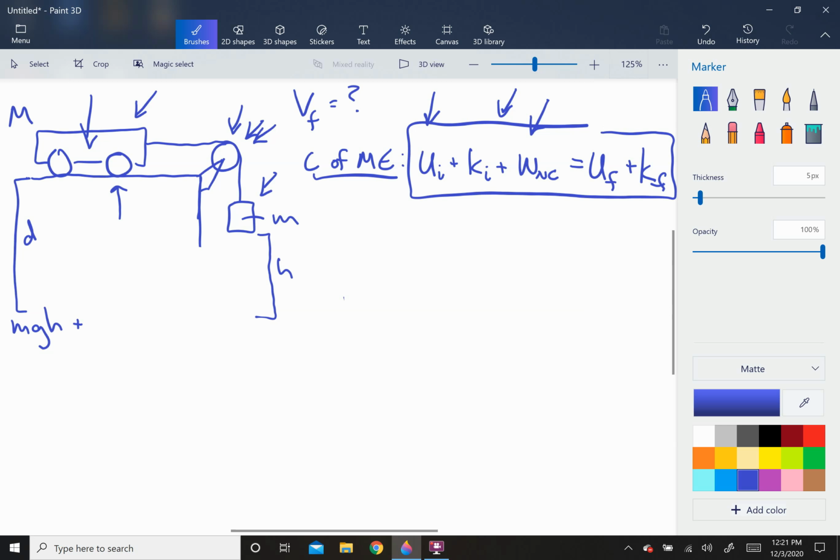Now, if this was a block sliding on a ramp and we wanted to account for friction, then we would have non-conservative work. And then we'd have to remember that work equals F dot d. So if it was the force of friction, we'd replace this with the force of kinetic friction. But we don't in this problem. So that's another 0. So now we're done with the initial.